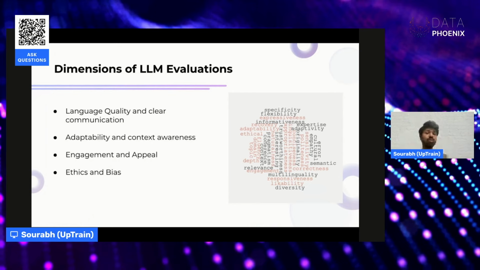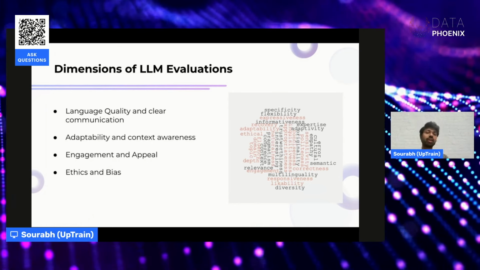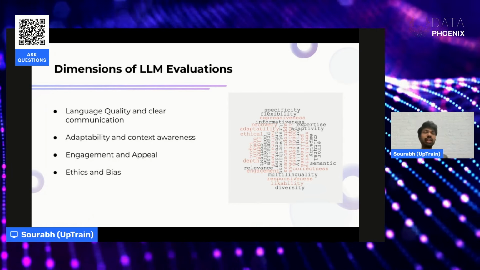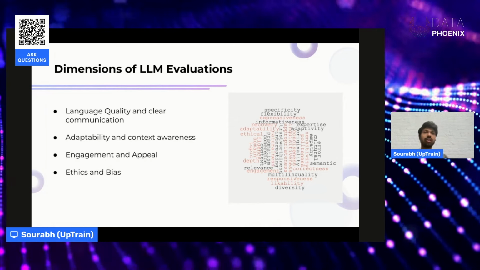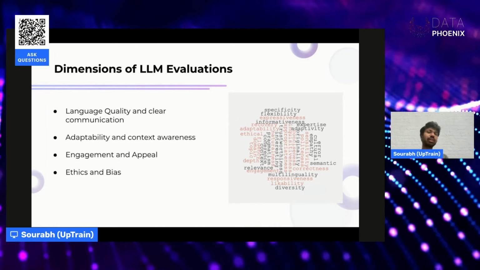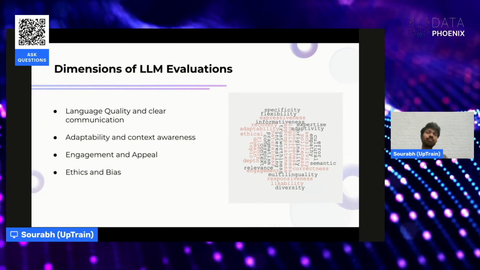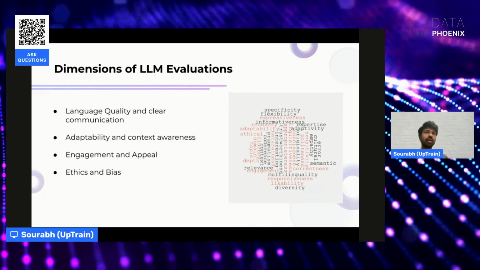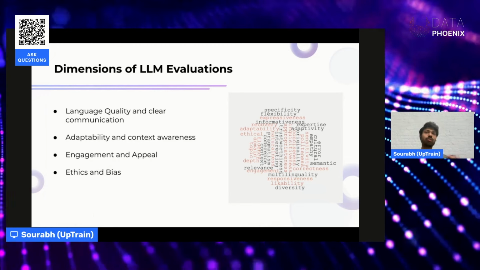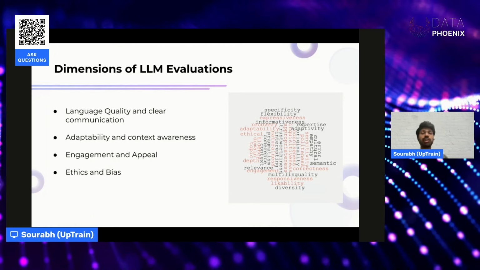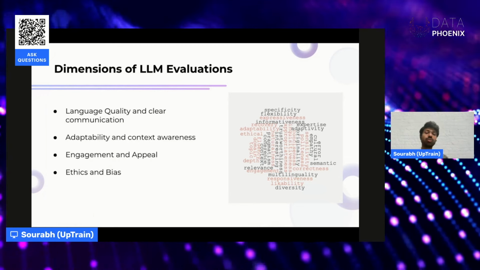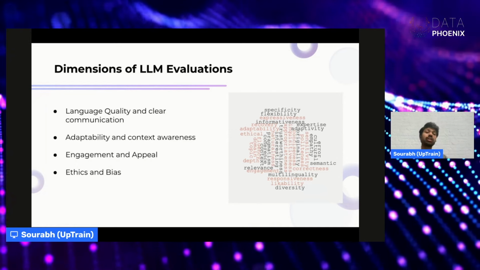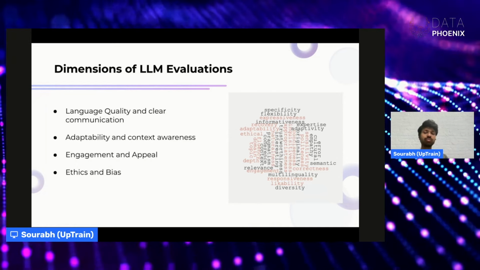We want to give a score for each of these criteria so that if you're writing a storytelling app, you can easily give more weightage to engagement and appeal. You can give more weightage to creativity versus, let's say, you're asking for very factually correct answers. You're asking your model not to hallucinate. You can give more weightage to the scores which are concerned with context awareness and adaptability.